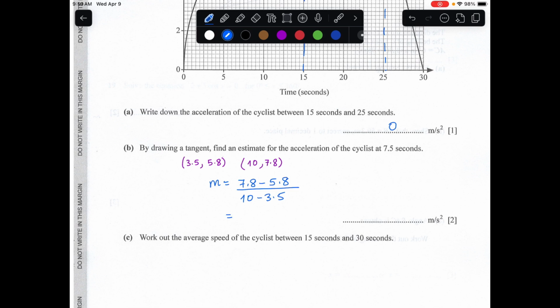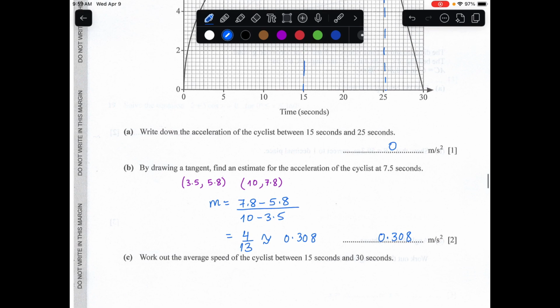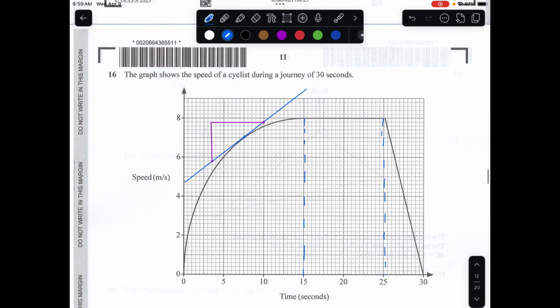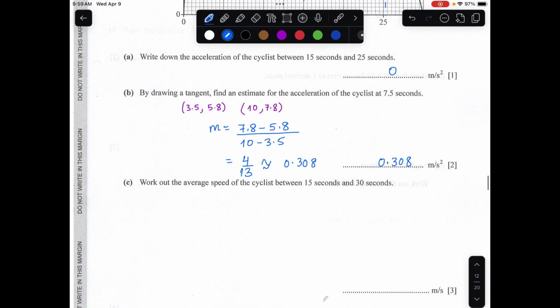So it's going to be 4 over 13, which is approximately 0.308 if I round it off. So you might have a slightly different answer based upon your gradient, but it's going to be within a given range. What is important over here is to show that you have drawn a triangle there, right?